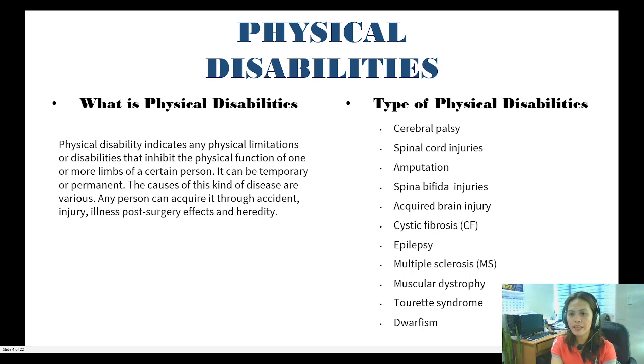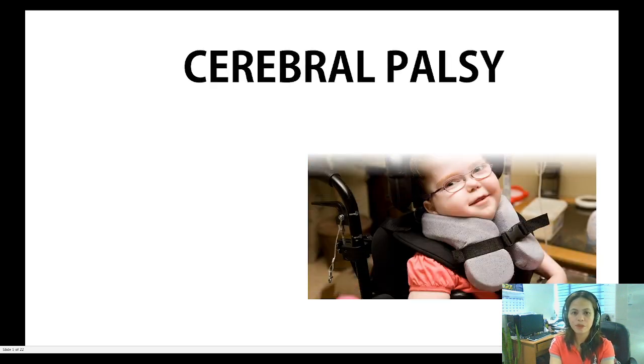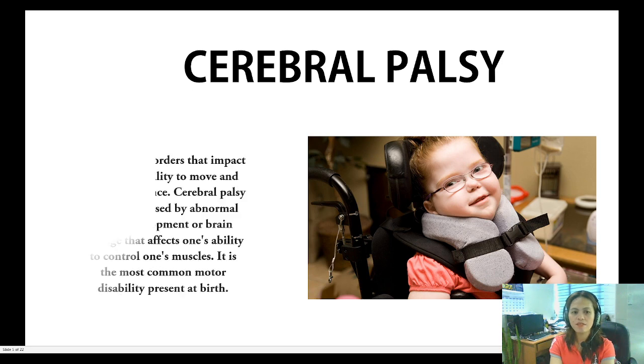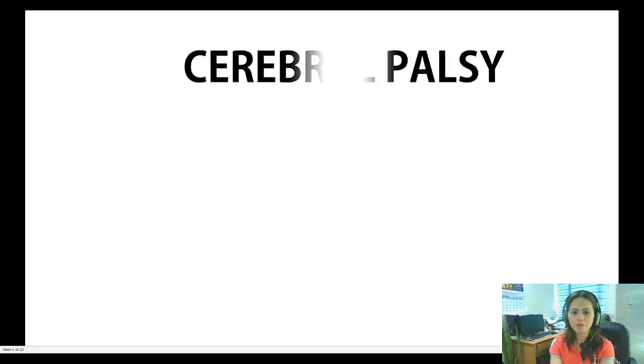There are different types of physical disabilities and we will tackle them one by one. So let's start. The first one is cerebral palsy. Cerebral palsy is a group of disorders that impact a person's ability to move and maintain balance. It is usually caused by abnormal brain development or brain damage that affects one's ability to control one's muscles. It is the most common disability present at birth.